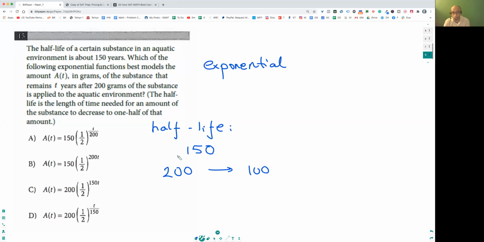But anyway, guys, remember, half-life means after 150 years, the 200 becomes 100, which means when t is equal to 150, the a value should be equal to 100. So now plug in t over here. This guy is t. If you're not able to see it, this is t, this is t. So plug in t is equal to 150 and see if you get the value of a to be 100.